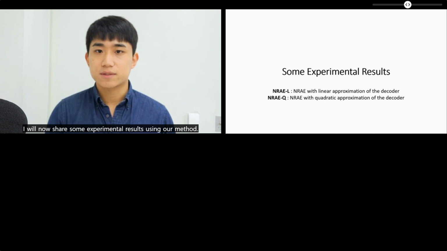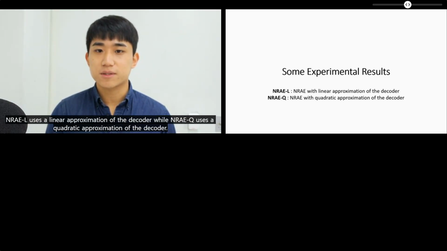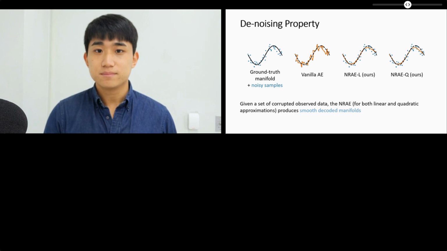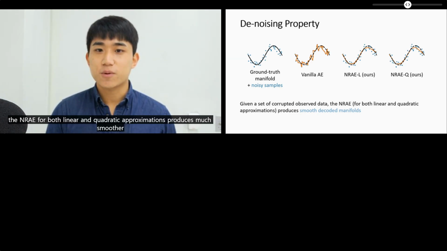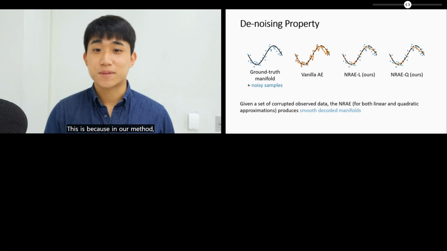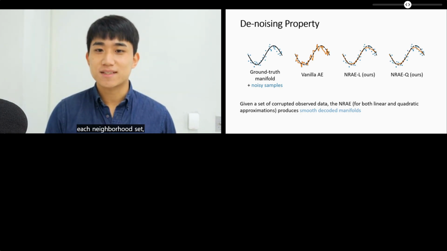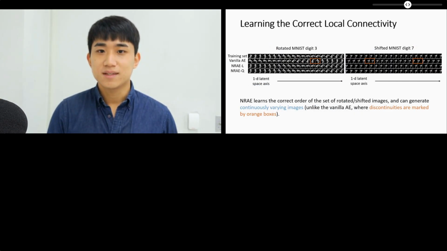We'll now share some experimental results using our method. We denote our algorithm by NRA-L and NRA-Q. NRA-L uses a linear approximation of the decoder, while NRA-Q uses a quadratic approximation of the decoder. The first example shows the denoising property of our autoencoder. Compared to a vanilla AE, the NRAE for both linear and quadratic approximations produces much smoother decoded manifolds. This is because, in our method, each neighborhood set is locally fitted with a smooth model, such as a linear or quadratic model.